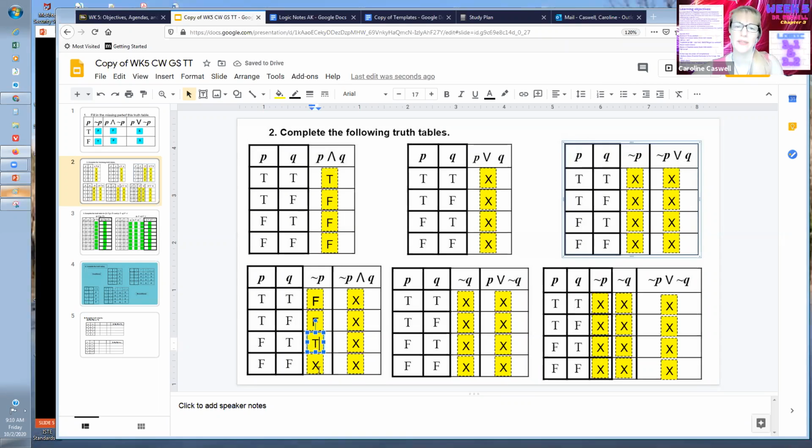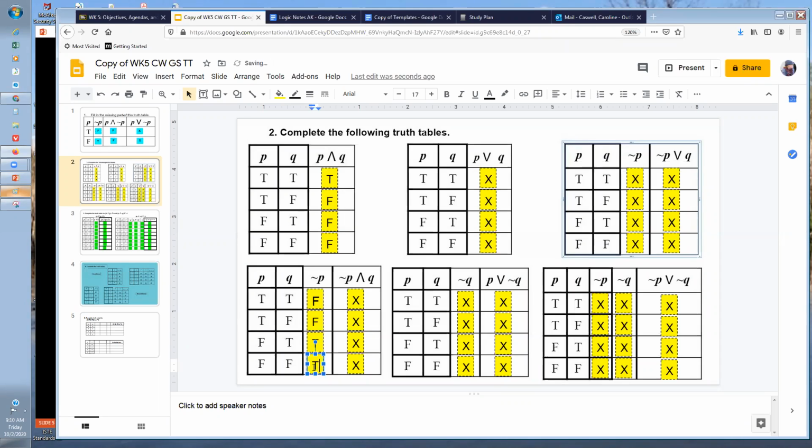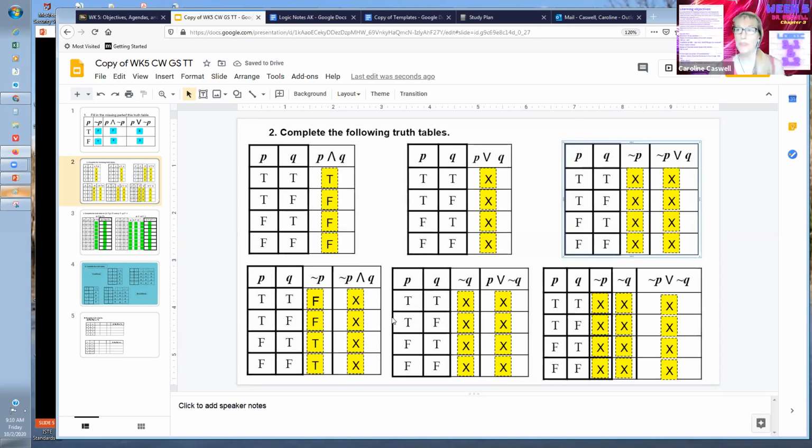You guys are doing excellent on this. And then again, I have a false for P. What's not P? True. Right? We're always doing the opposite of whatever P is if we want the not P. Doesn't matter what P is, we do the opposite.